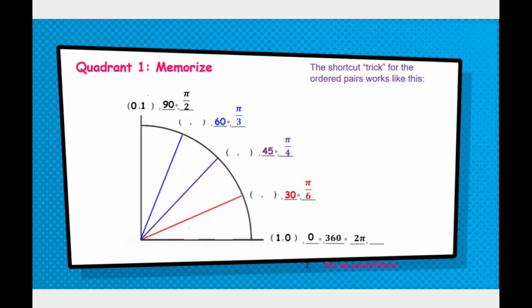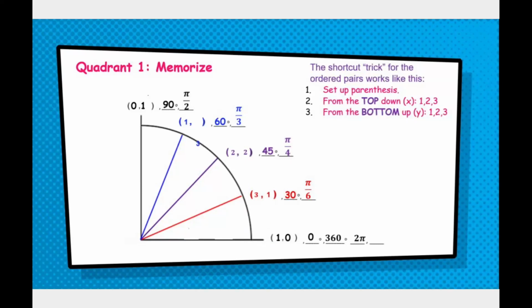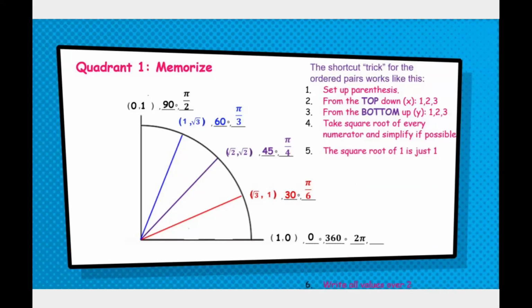With the 30, 60, and 45 degree marks, we're going to set up parentheses for our ordered pairs, so that's the first thing we do. And then from the top down for our x values, we're going to number them 1, 2, 3. And then from where we left off, from the bottom to the top, we're going to start over 1, 2, 3, like that. And then from here, we're going to take the square root of every numerator and simplify. The only one that simplifies here is the square root of 1.